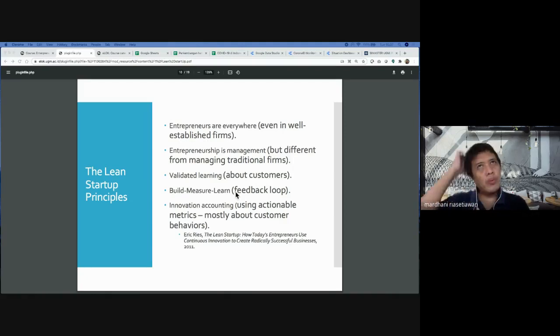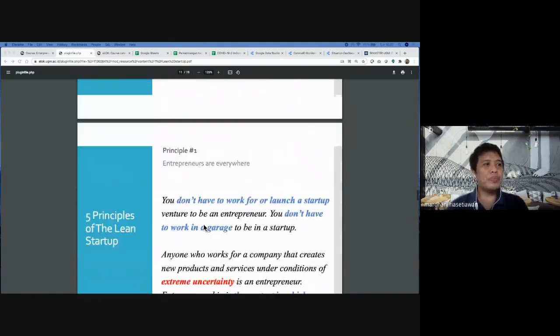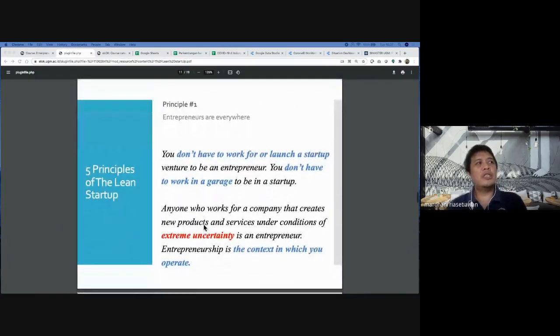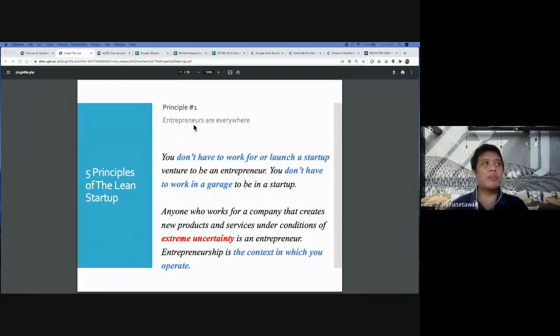If you think your product is excellent based on the development of your engineering team, actually it's not. That is the trap of the startup. We think that because we are from computer science and have a good skill to develop applications, but actually it's good for us but not for the customer. That's the problem. And the last is about using actionable metrics, mostly about customer behaviors. This is very important. So this is the explanation of principle number one.